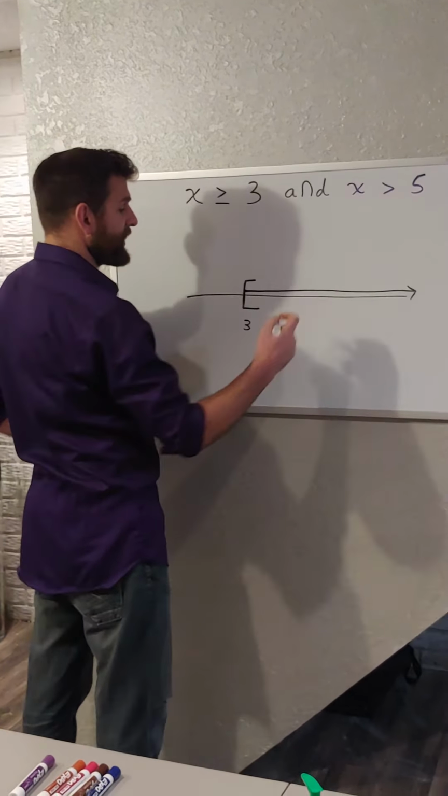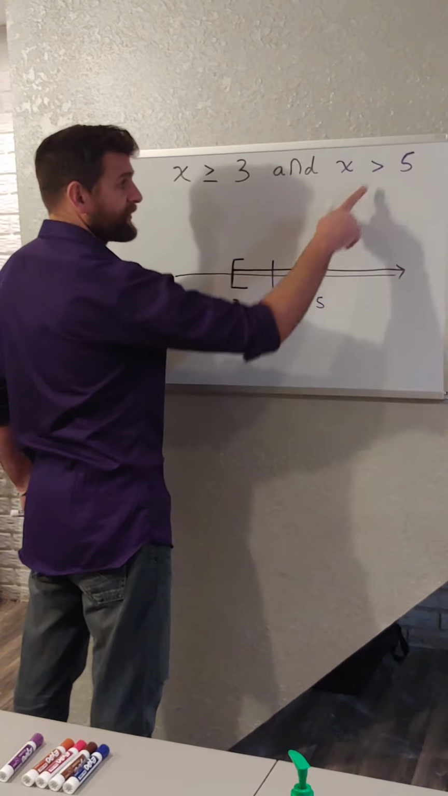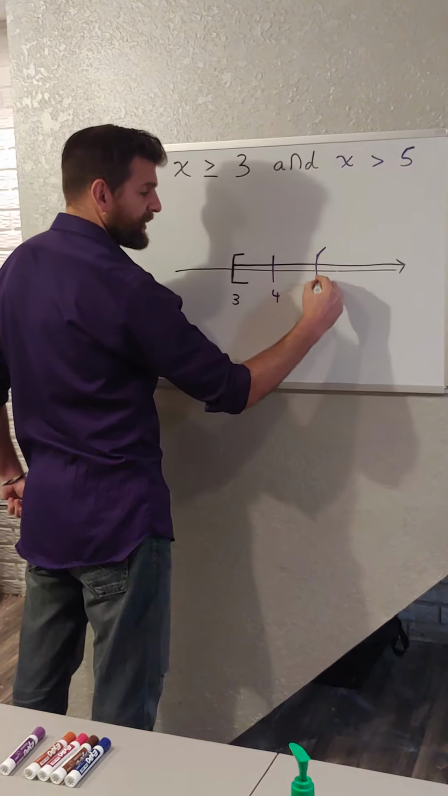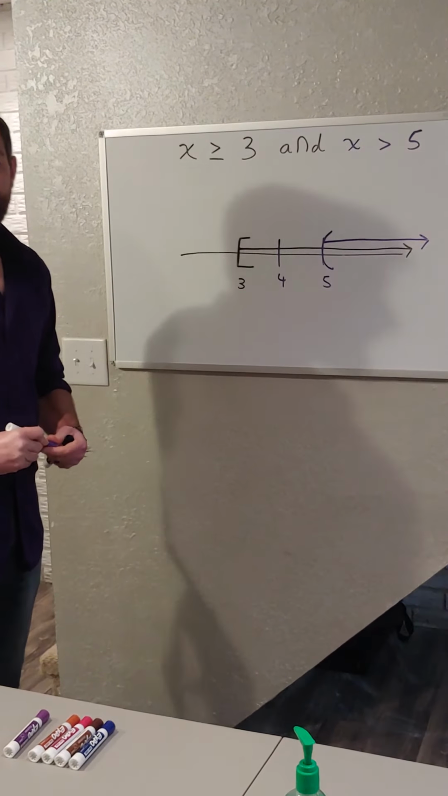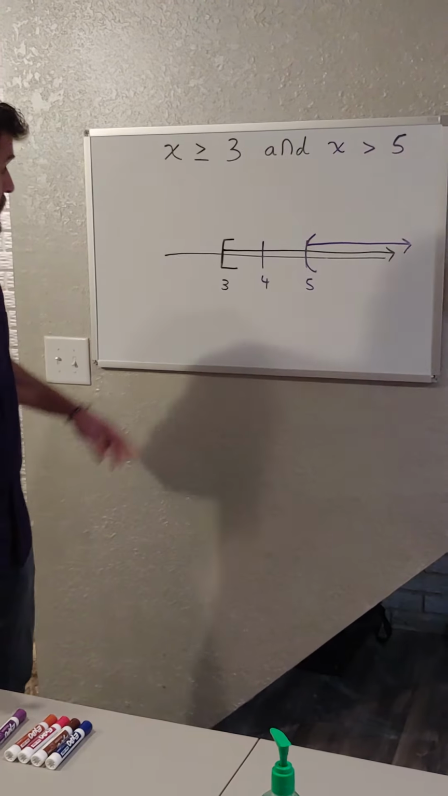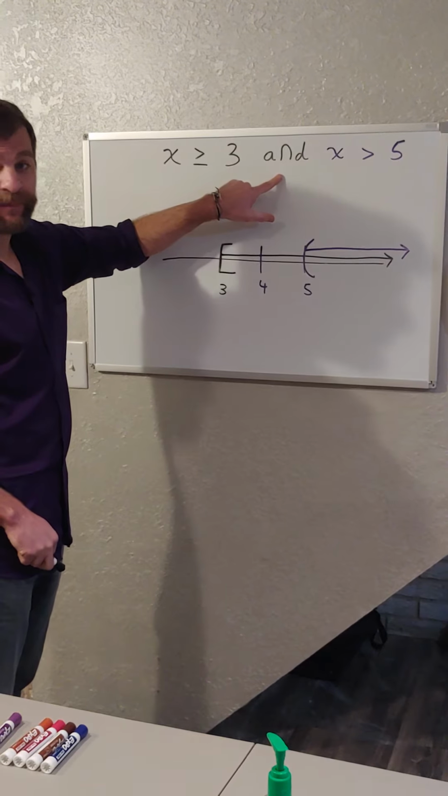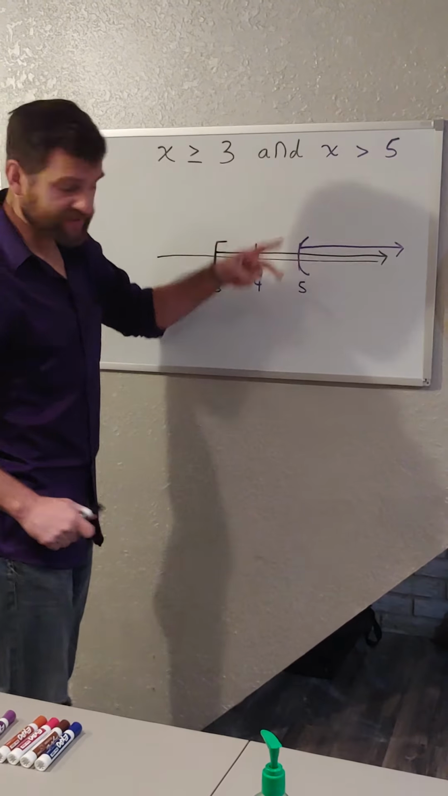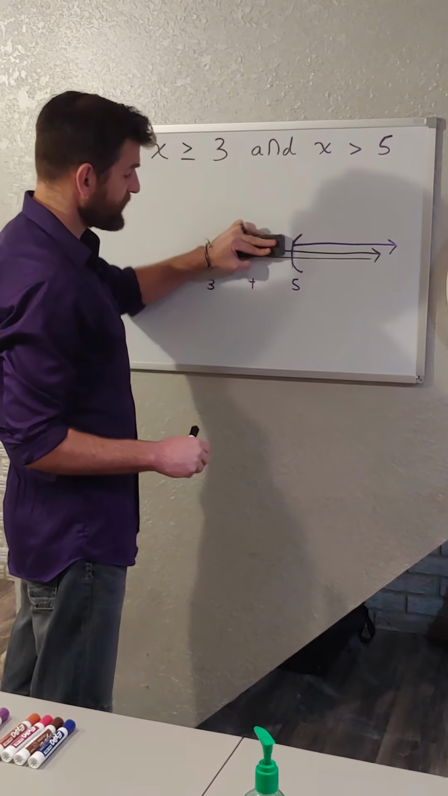X is greater than 5. So here's 4, 5, no line. So that one's just going to be a parenthesis. And then what we got to do again is we got to remember what this means. This means what they have in common. So we can just look at where the colors overlap. That'll tell us what these have in common.